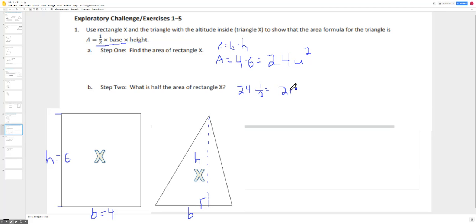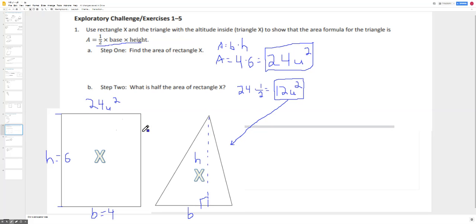And of course, it doesn't have units, so let's go ahead and put units squared. So right here, this would be the area of the triangle here. Remember, it's still half the area of the rectangle. That's right here. I'm going to just put 24 units over here to show.